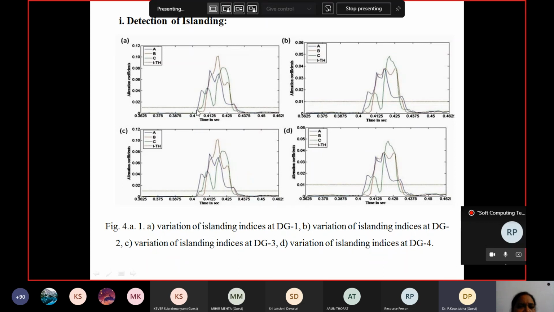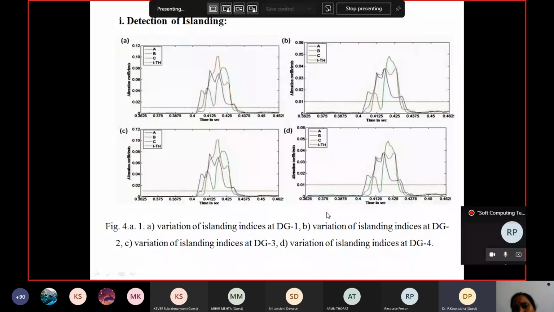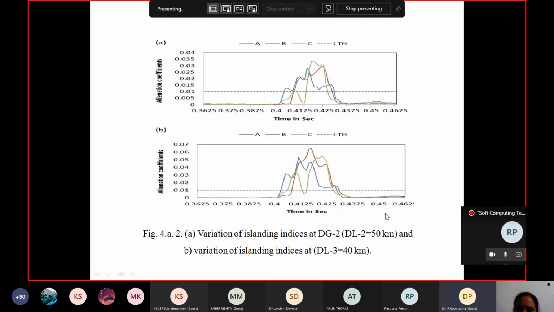If we draw between time and alienation coefficients, we can clearly and precisely find the islanding condition. This is at 50 kilometers. These are at 30 kilometers from PCC. This is 60 kilometers from PCC. Here DG1 and DG2 are at 30 kilometers, whereas DG3 and DG4 are 60 kilometers from the point of common coupling. Here I have changed the distance to 50 kilometers.